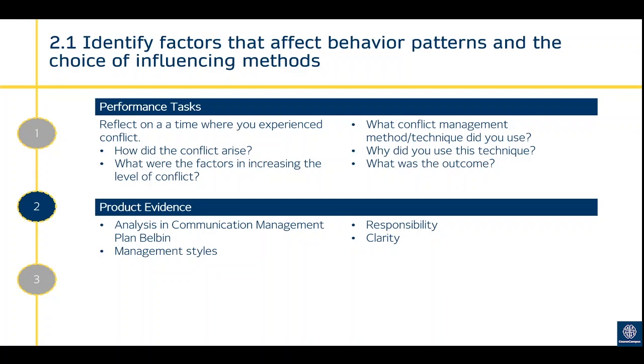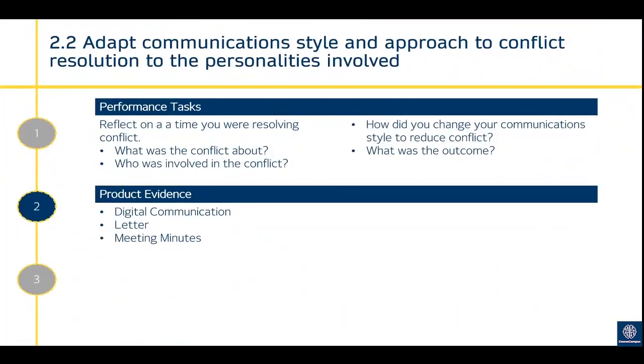It could also include responsibility or clarity. So people are clear, and there's clear documentation about what people are responsible for, and tasks that are clear what needs done. That will help to reduce conflict. So anything documenting that can be included as product evidence.